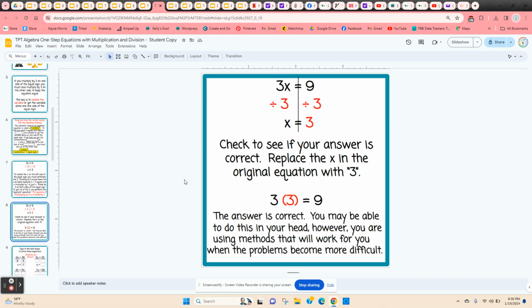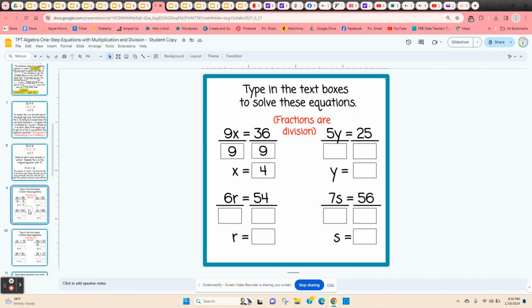Now, if they want to check and see if their answer is correct, all they need to do is take their solution and put it in place of x in the original equation. Then starting on slide 9, students are going to be typing in the text boxes to solve these multiplication problems. So the first one is done as an example. The second one, 5y equals 25, so they're going to divide both sides by 5, and that will give them y equals 5. They're going to do the same thing on the other problems.